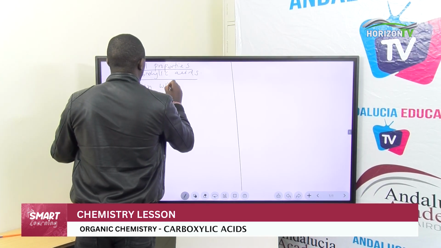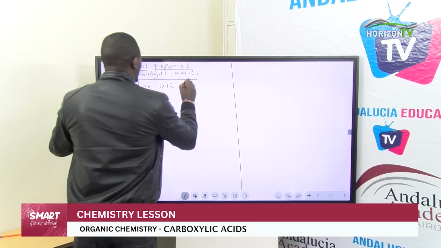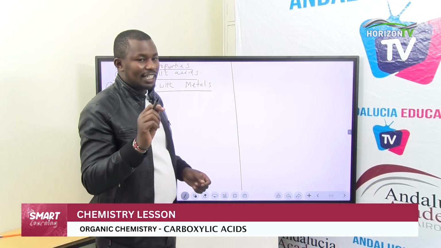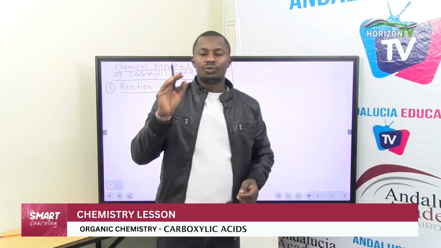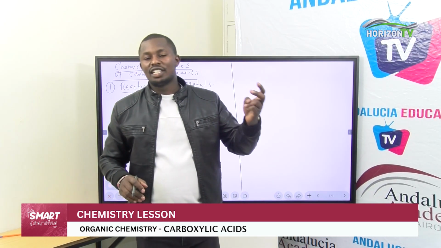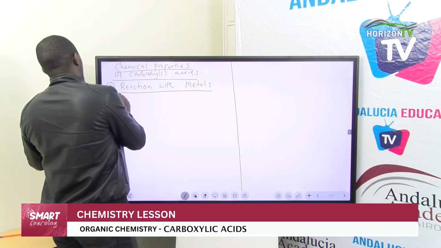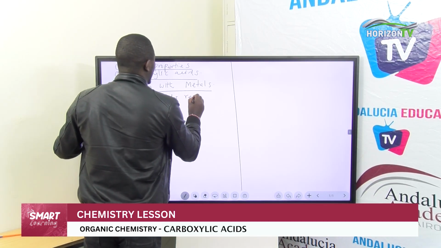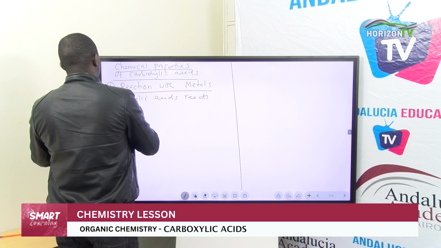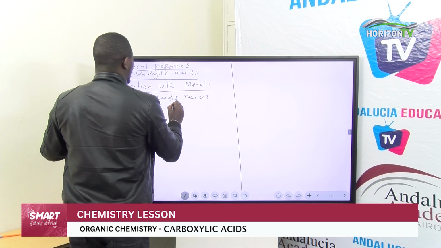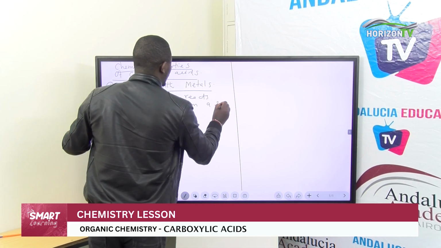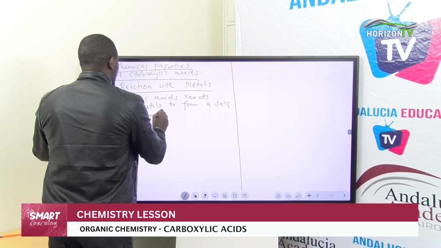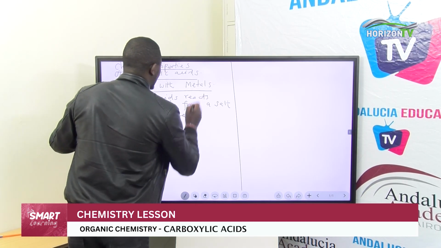with metals. The reactions with the metals. So carboxylic acids react with metals to form a salt and hydrogen gas. To form a salt and hydrogen gas.